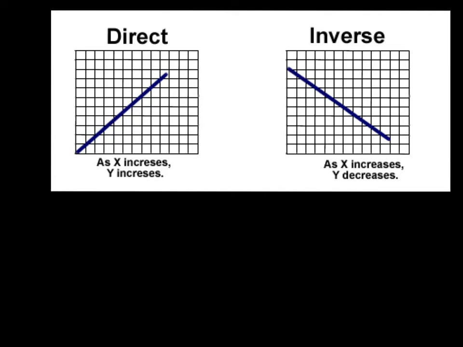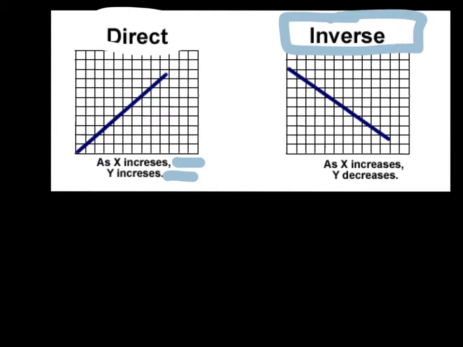Quick information about direct and indirect relationships. Direct relationships are relationships where, as one variable increases, the other variable also increases. Inverse or indirect relationships are where, as one thing increases, the other thing decreases. An example of a direct relationship from our gas laws is that as temperature increases, so does pressure.